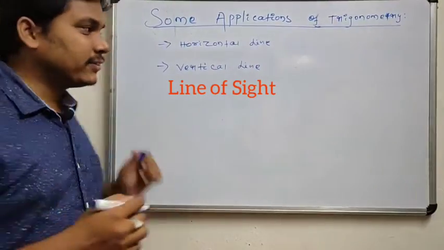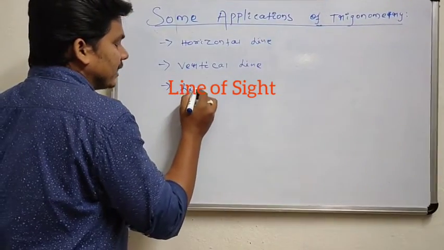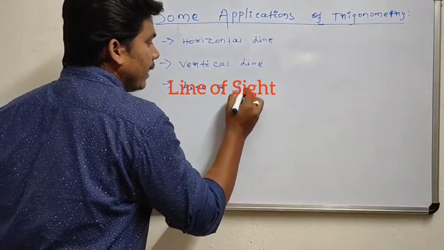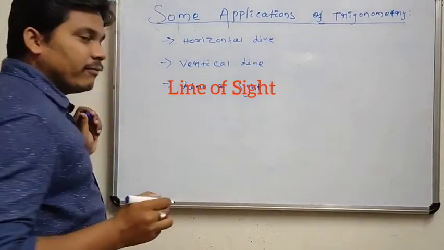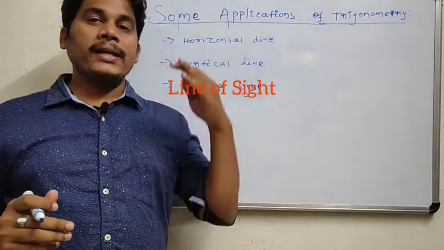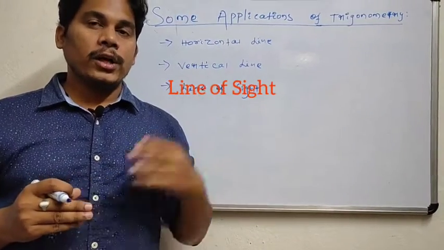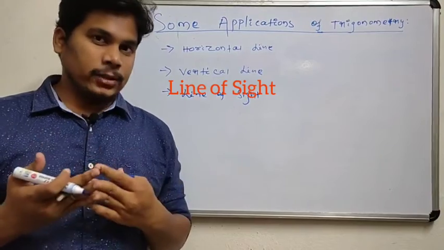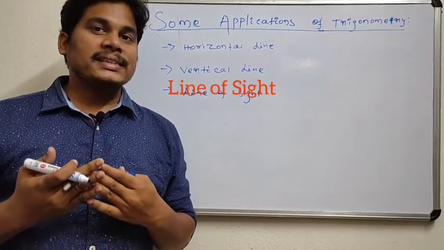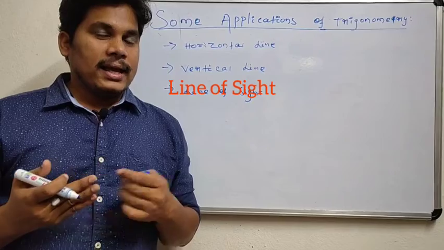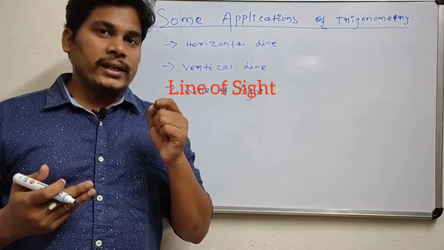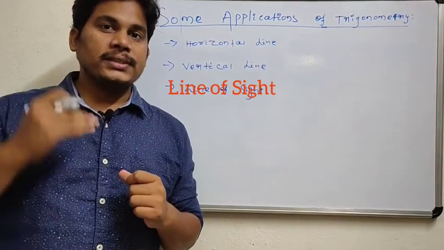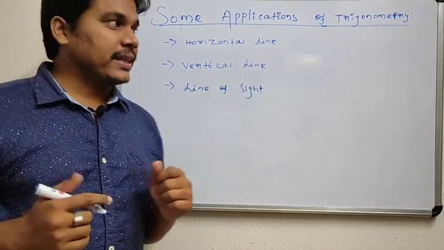Next is the line of sight. What is the line of sight? Students, you might have felt that when any object crosses over your head or flies in the sky, you see that object by changing your head position. At that time, the line joining your eye to that object is called the line of sight.